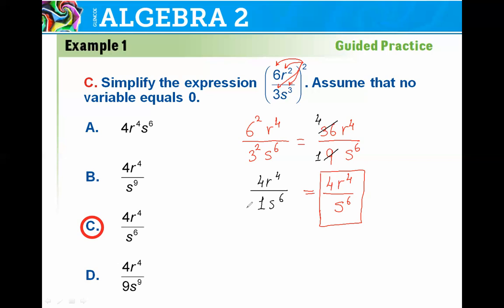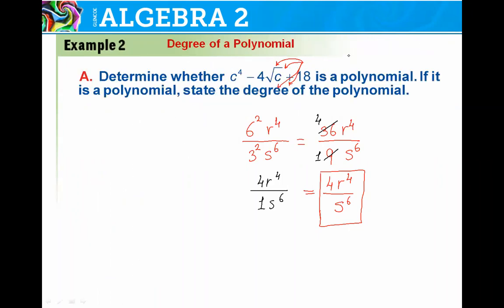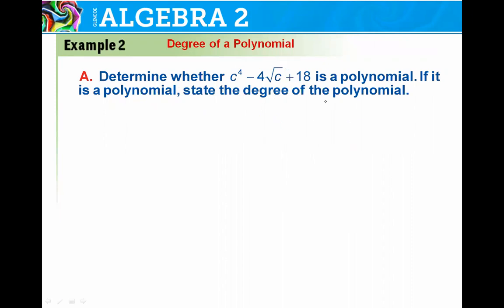So this is the answer of the example with Salman, and we get the result as C. Okay. We're going to another example and another type of problems.